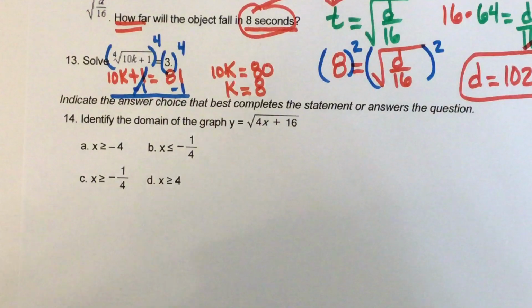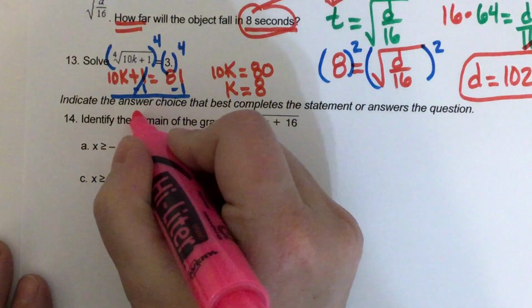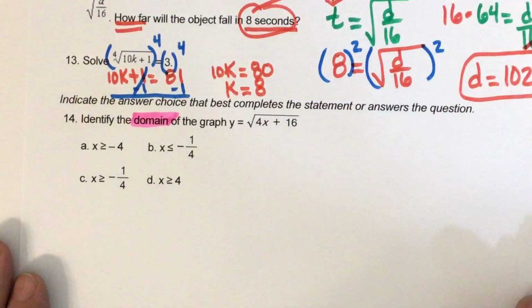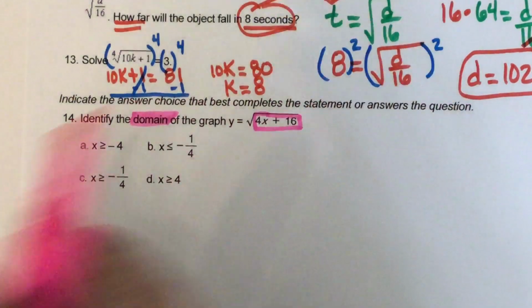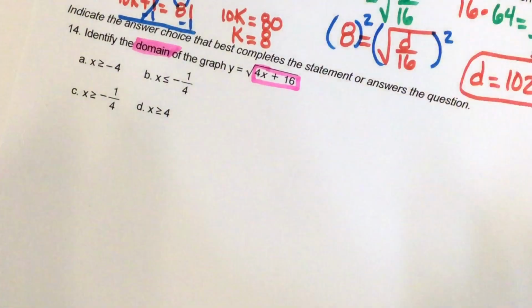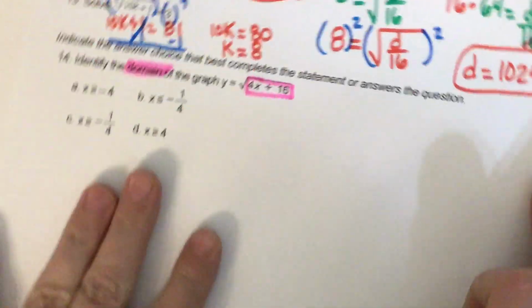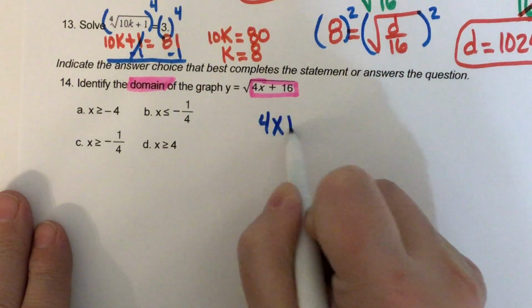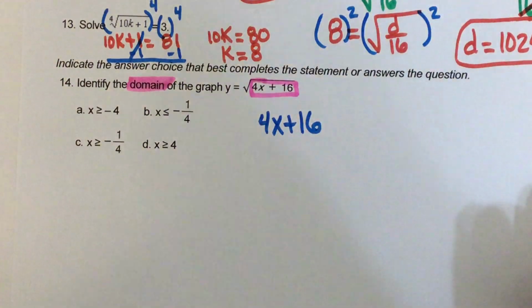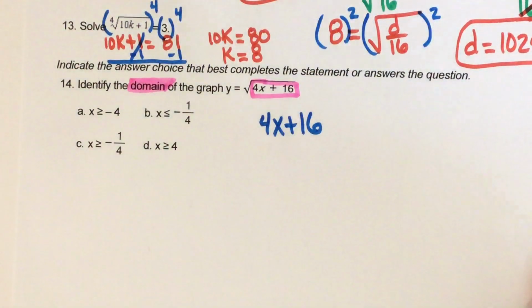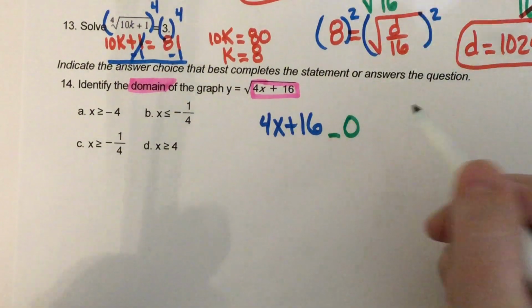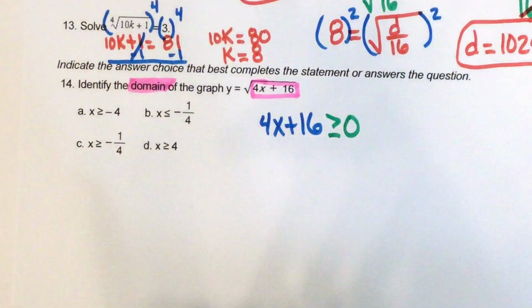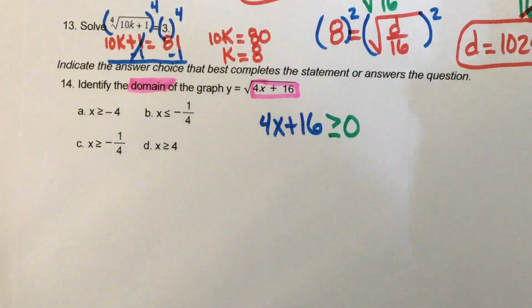Okay, number 14 is asking us to identify the domain. Okay, so I'm going to do it a couple ways. First, I'm going to do it algebraically. So I'm going to take what's under the square root, which is called, I dropped my marker, which is called the radicand. And I talked about this earlier. You can't have a negative under a square root unless you enter the imaginary number system, and I don't want to do that. So if it can't be negative under there, then that means it could be 0, or it could be positive, which would be greater than 0. So if I solve this equation, I'll have my domain.